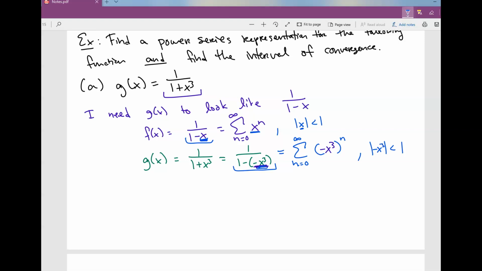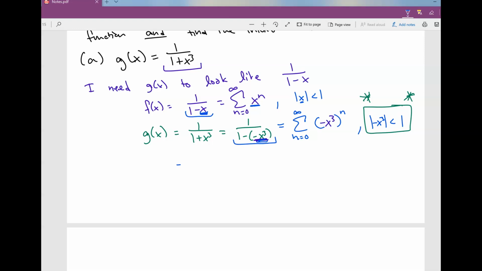Now I'm going to box this thing. I'm going to do this one a little later, because this is going to help me find my interval of convergence. But for right now, let me figure out what the power series representation will be. So this is going to be equal to the sum from n goes from 0 to infinity of negative x, and this 3 and this n is going to be 3 to the power of n.